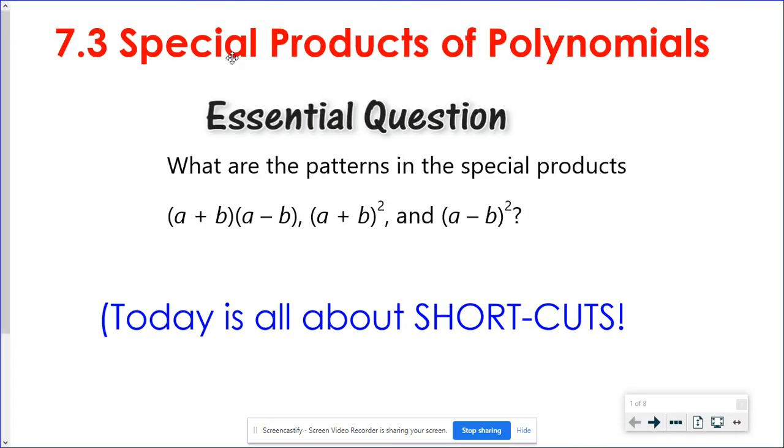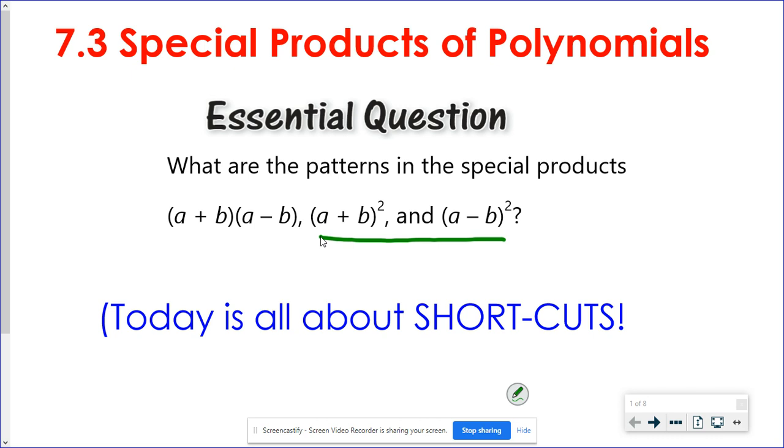Hello again, algebra students. Today we are going to keep doing more work just like our FOIL pattern, but we're going to have some shortcuts today. We already did some problems that look like these.